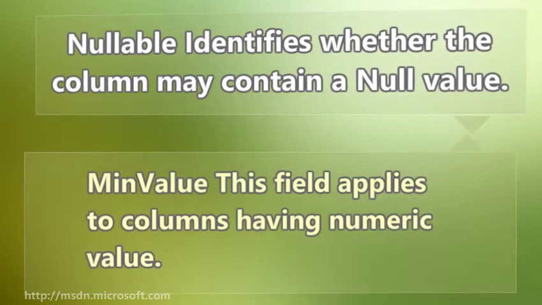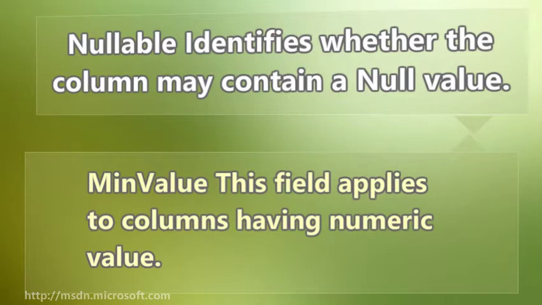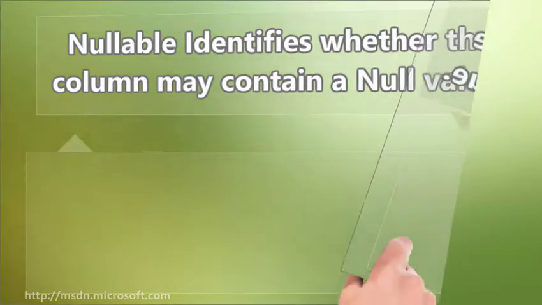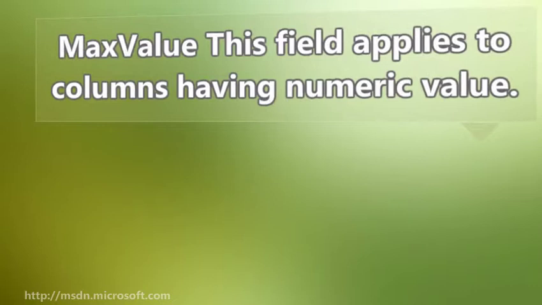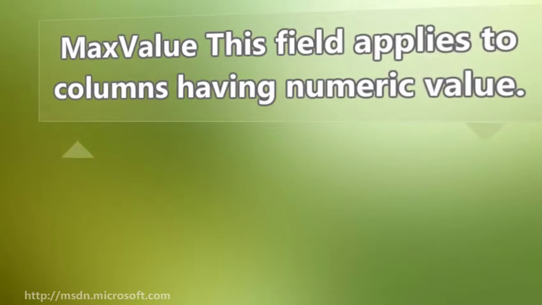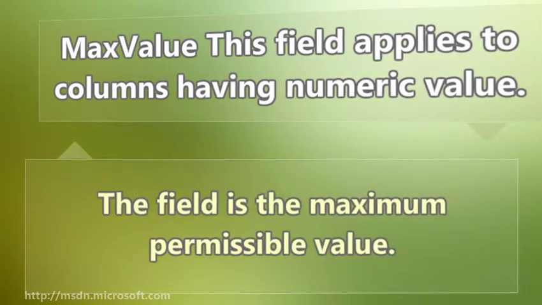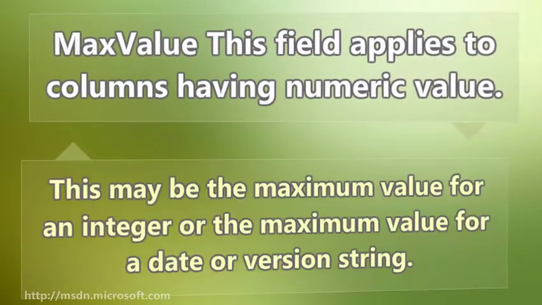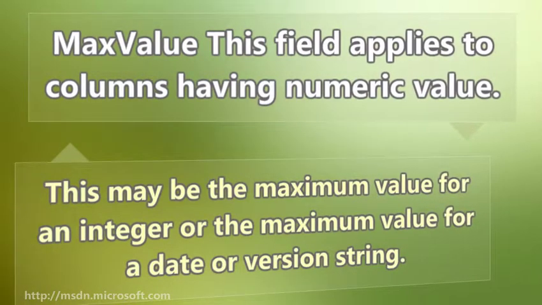MinValue: this field applies to columns having numeric values. The field contains the minimum permissible value. MaxValue: this field applies to columns having numeric values. The field is the maximum permissible value. This may be the maximum value for an integer or the maximum value for a date or version string.